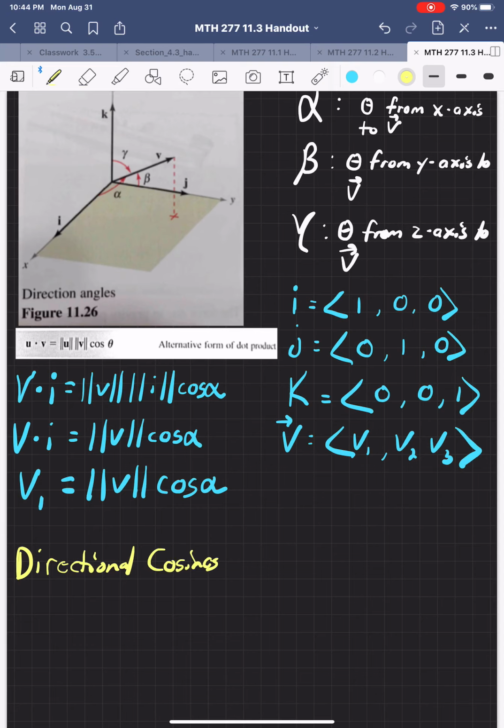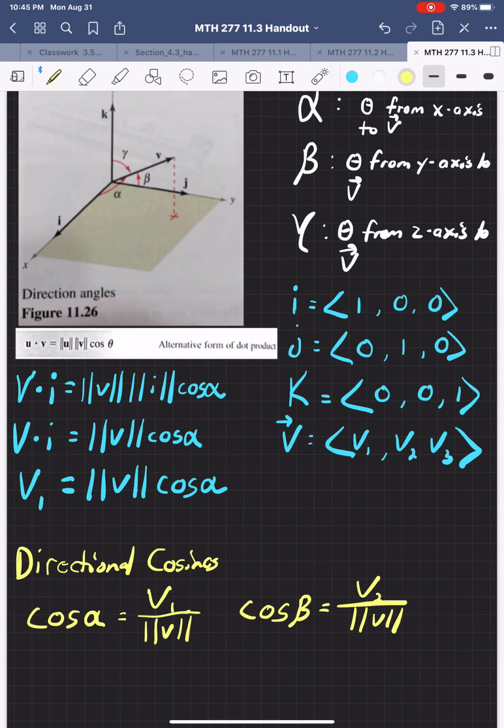So if I just solve the above for cosine of alpha, I get cosine of alpha is equal to v sub 1 divided by the magnitude of v. I will spare us from doing the same thing with j and k, and just go ahead and get to the rest of the directional cosines. Therefore, cosine of beta would be v sub 2 over the magnitude of v. And finally, cosine of gamma would be equal to v sub 3 over the magnitude of v.